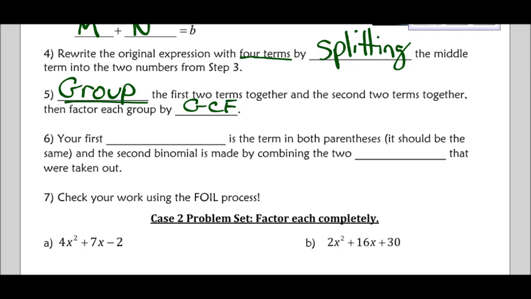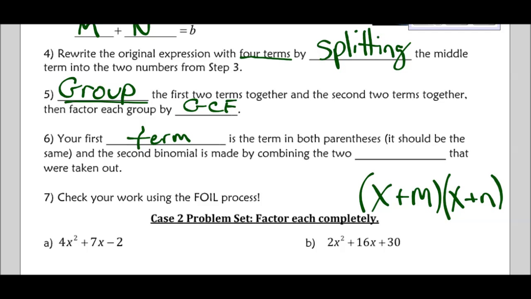The first term, when I say term, I mean like X plus M. That is going to come from whatever's in both of these parentheses. First term comes from whatever is left in both parentheses. The second one, I'm going to call that X plus M. That's going to come from combining the 2 GCFs that we pulled out. You can still FOIL to check to make sure you did it correctly. I get that probably doesn't make a lot of sense without doing practice problems.